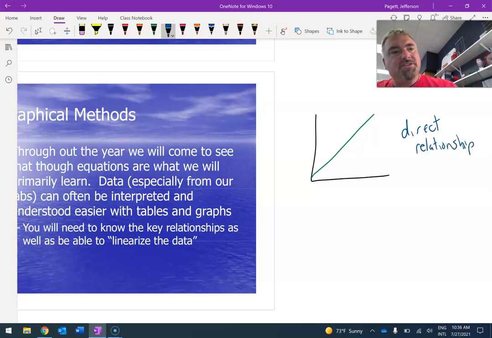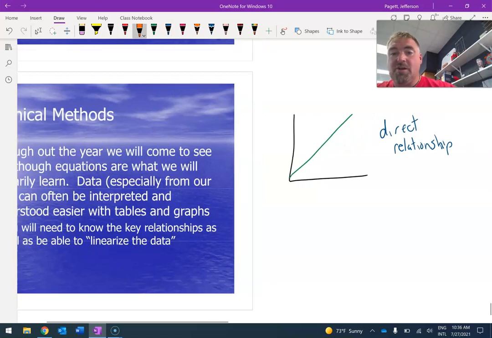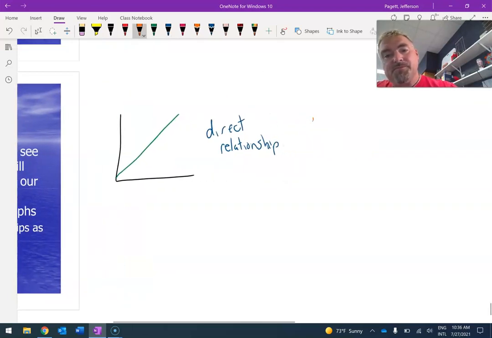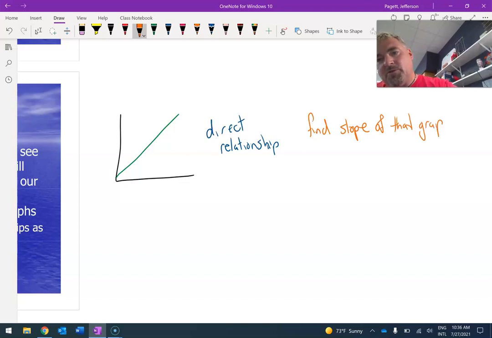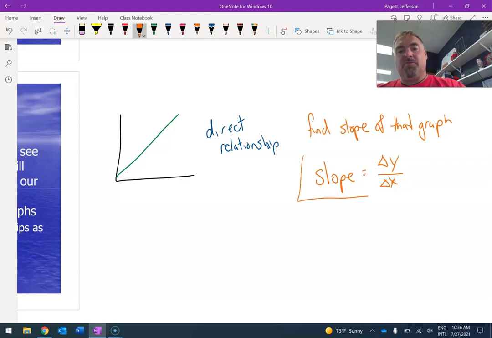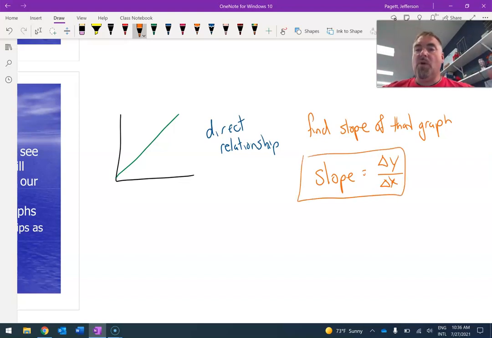And as such, one of the things that we always did last year is that we would find the slope of that graph. Now, if you don't remember this, I'll put it down. This is something you should definitely have in your head somewhere. The slope, remember, is equal to rise over run, or the change in y over the change in x. Okay, y2 minus y1 over x2 minus x1. But you want to find the slope. And so if you have this direct relationship, you're going to be able to find that slope.